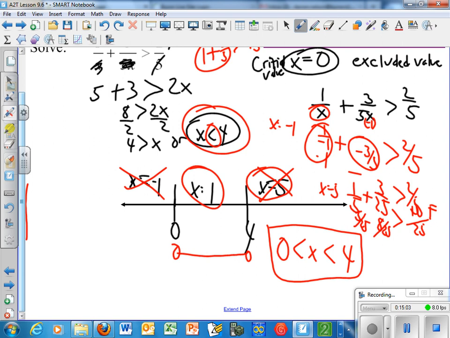But again, a summary here is that it's either going to work in between your critical value and the number you got in your inequality, or it's going to work in opposite directions, going above that number or below the critical value. Okay, and then writing the inequality.